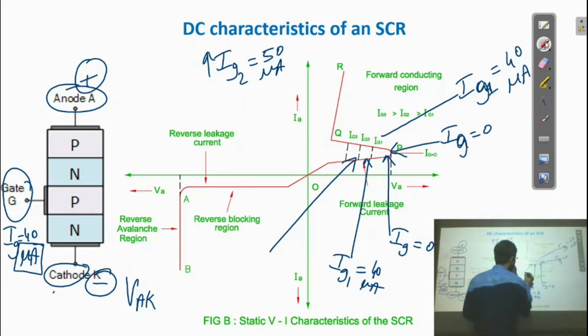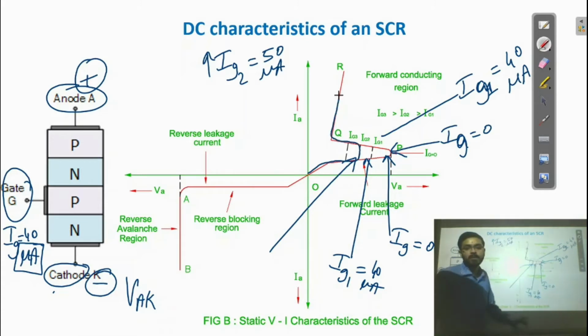Let me draw the graph. For Ig2 it will go like this. This will be for Ig2. Means the moment we increase the gate current, the forward breakover voltage of an SCR decreases. If you increase the Ig further, then again the breakover voltage will decrease. So this is nothing but the DC characteristics of an SCR.